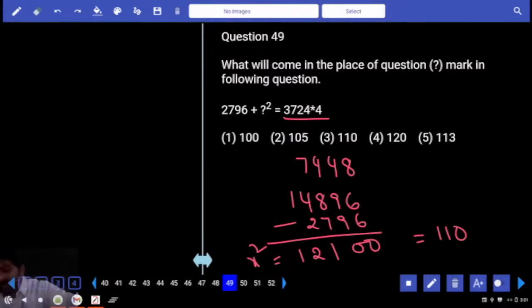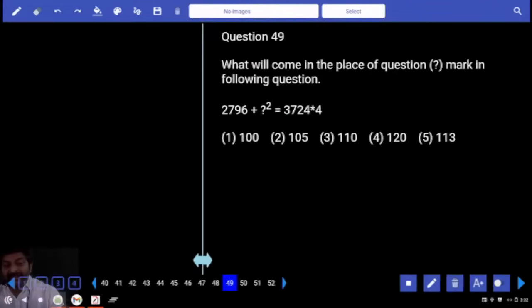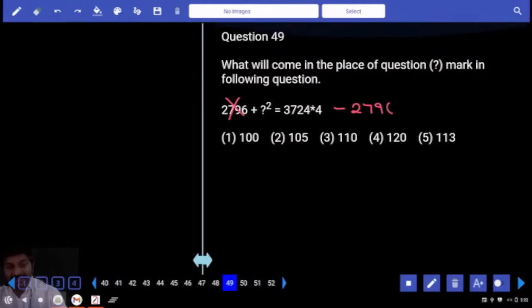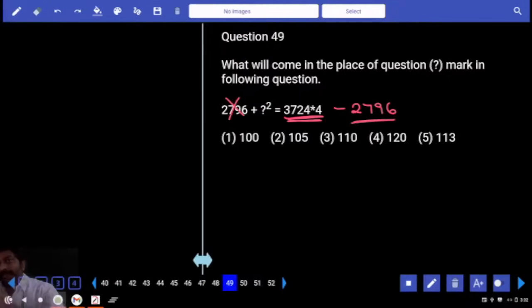Yes. Now let me eliminate options. You know that this fellow goes to the right hand side and becomes minus 2 7 9 6, correct? This fellow ends with 6, minus 6 ends with. If x square is ending with 0, x must end with 0. Second and fifth eliminated. Are you okay? Okay.